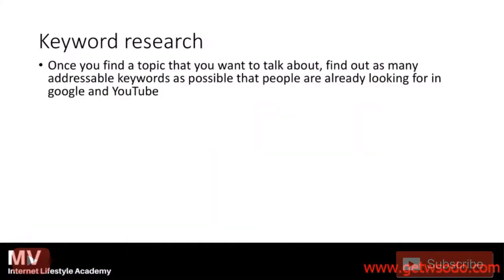Keyword research. All right, guys, so once you find a topic that you want to talk about, find out as many addressable keywords as possible that people are already looking for in Google and YouTube. Now, where the passive income is going to come from is in your blog post. You're going to have your affiliate links. You're going to have all this stuff.